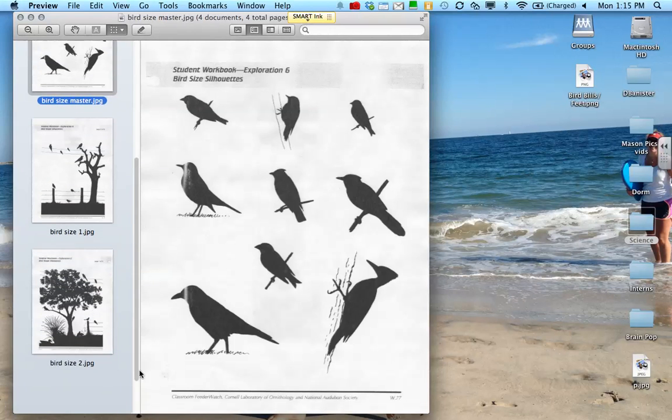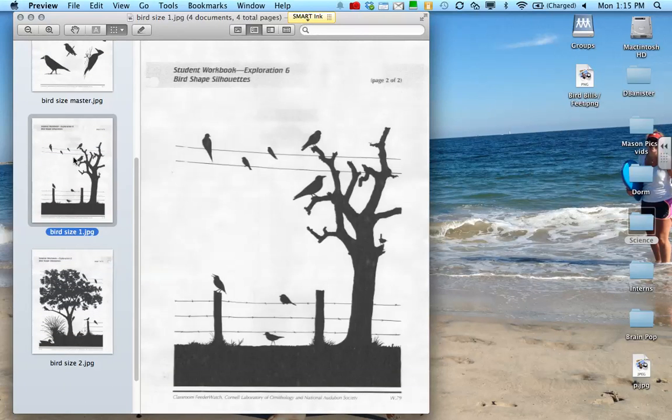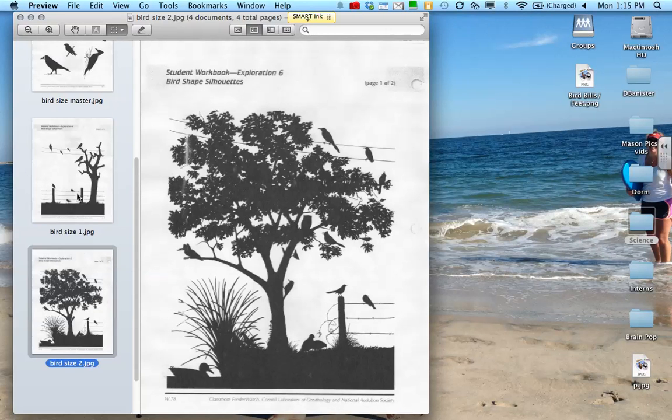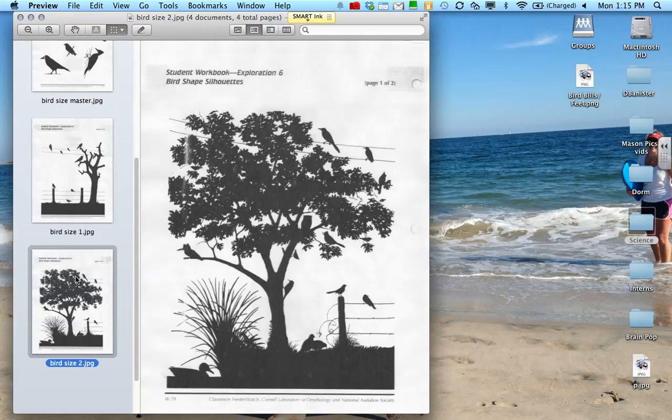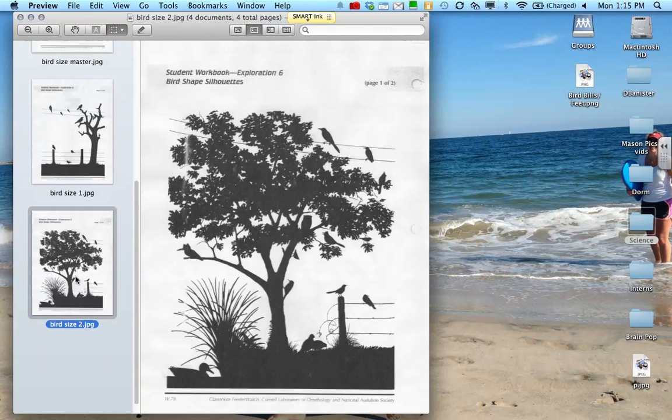Looking down through here, I have 2 silhouette sheets, this one and this guy here. We'll be doing these in class as a way to practice identifying birds just based on their size. You can take a look. This is page 1 and page 2. Feel free to pause the video, take a look through, see if you can identify just the sizes of the birds. So look for all the sparrow-sized birds, the robin-sized birds, and the crow-sized birds.